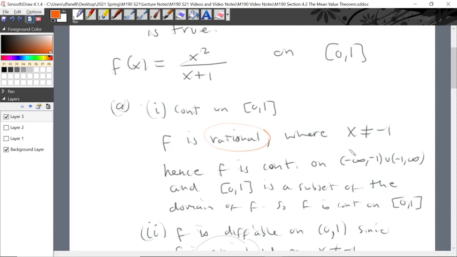So the function that it is, okay, what is the domain of that function in general, and a statement that says the interval itself is completely within the domain of the function.